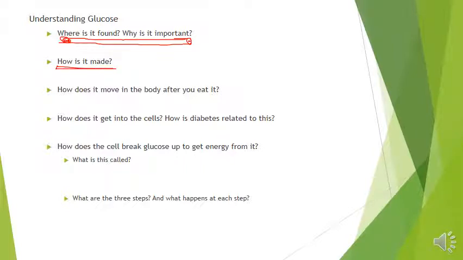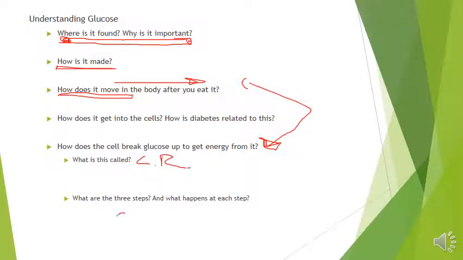I show you how it's made. It's made from photosynthesis, and I go through that chemical reaction and how plants take what we produce from the combustion of glucose to make their own glucose. Then I talk about how it moves around the body, how it moves from your gut to your cells, and then I also show how it's broken down in your cells. This is called cellular respiration.